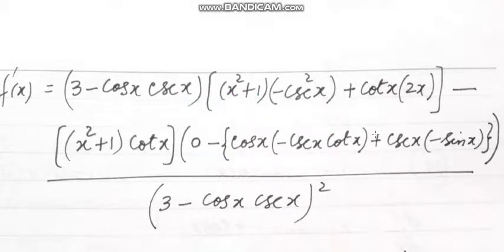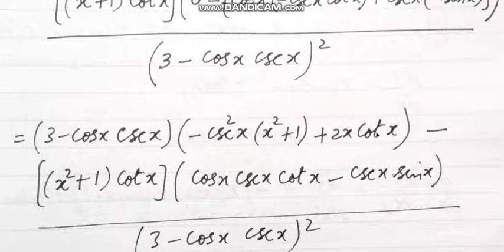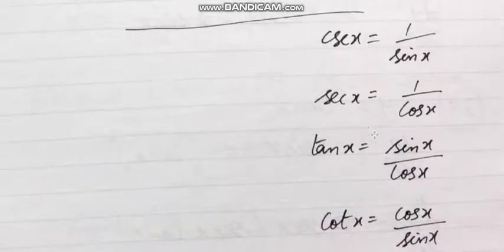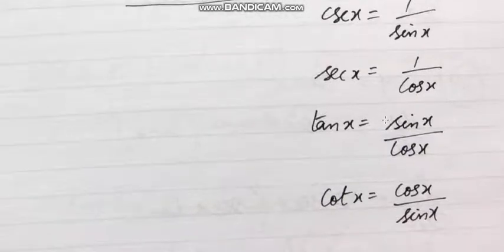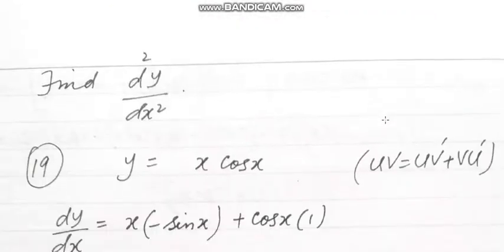Then its simplification will be this one, that gives the final result. These are a few trigonometric conversions. Cosecant is 1 over sin, secant is 1 over cos, and if you want to use any of these, you can use them and then find their derivative.